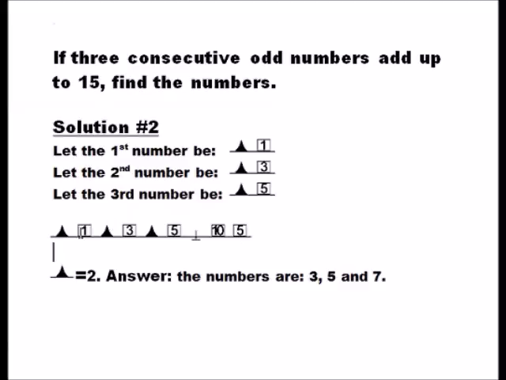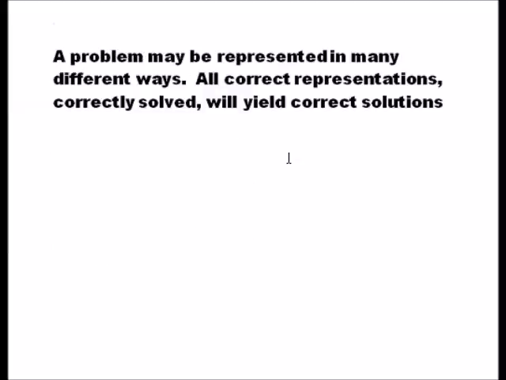Now, if you solve this equation, you're going to get that the pawn is worth 2, but the answer is still the same because the first number is a pawn and a 1. So that would be 3. So we get the same answer. Notice that we learned that a problem may be represented in many different ways. However, all correct representations, correctly solved, will yield correct solutions.